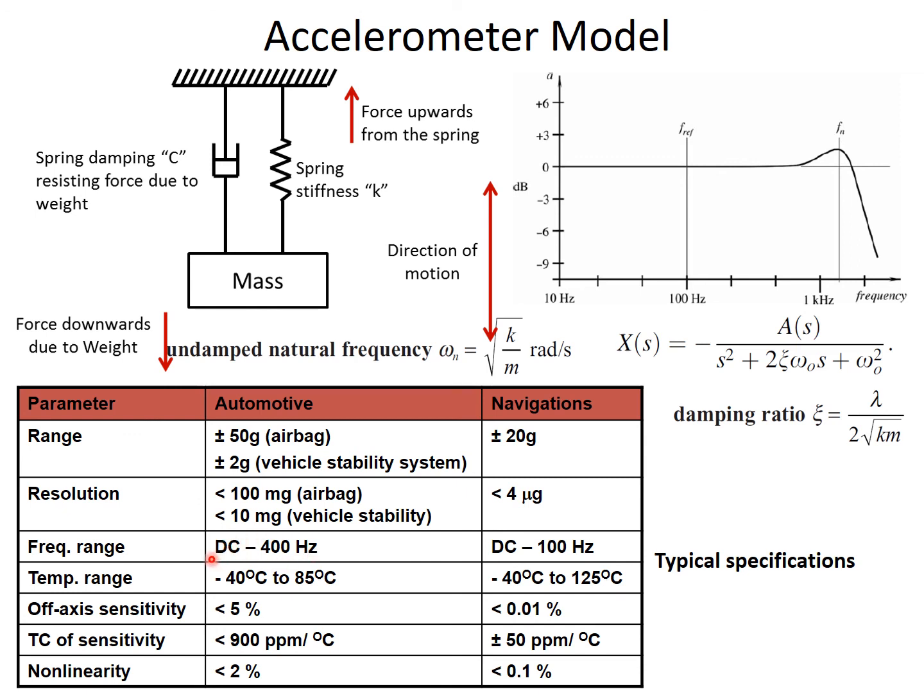Frequency range, if we see, should work from DC to 400 Hz, whereas in the case of navigation it is DC to 100 Hz. Similarly, these are the temperature range and the off-axis sensitivity. Off-axis means, suppose I want to measure in the x-axis, then if I apply some y-axis acceleration, it should not be affected, right? That effect is given by the off-axis sensitivity. Here the requirement is less than 5%, here less than 0.01%. Then again we have the temperature sensitivity and the non-linearity requirement. So you can understand that navigation requires much more precise parameter values, right? These are some of the typical specifications.